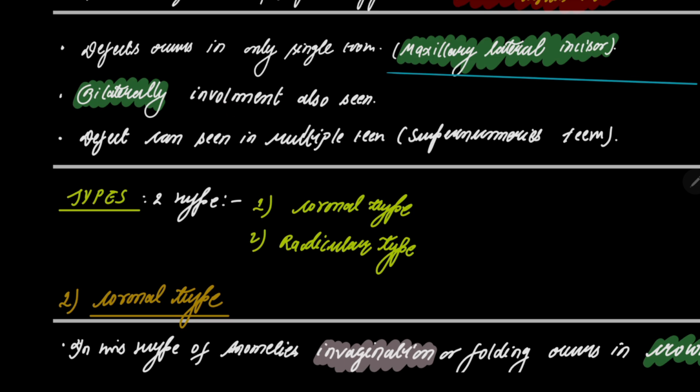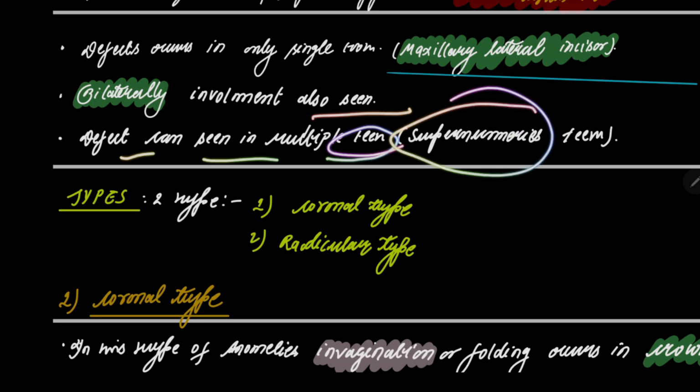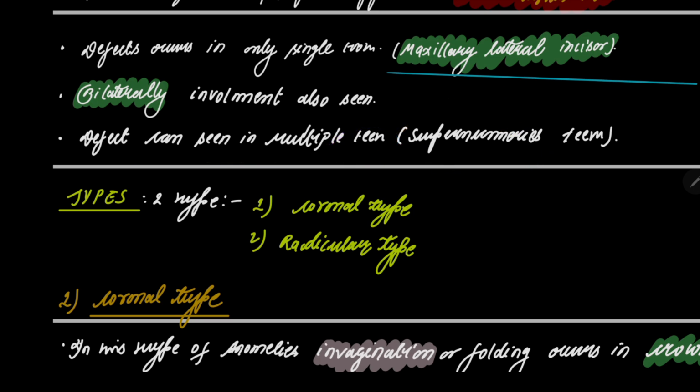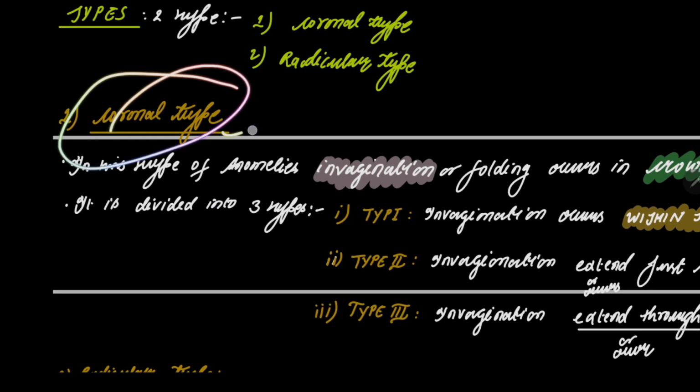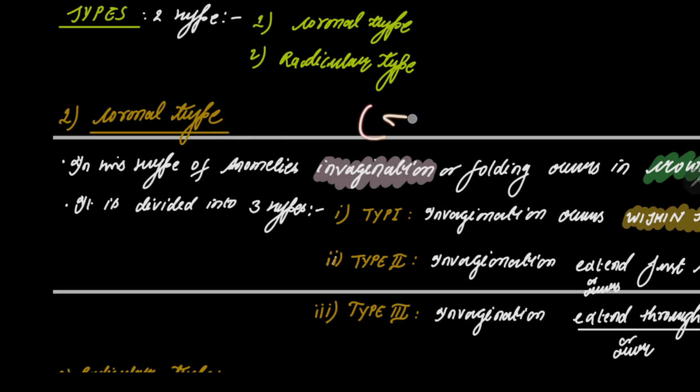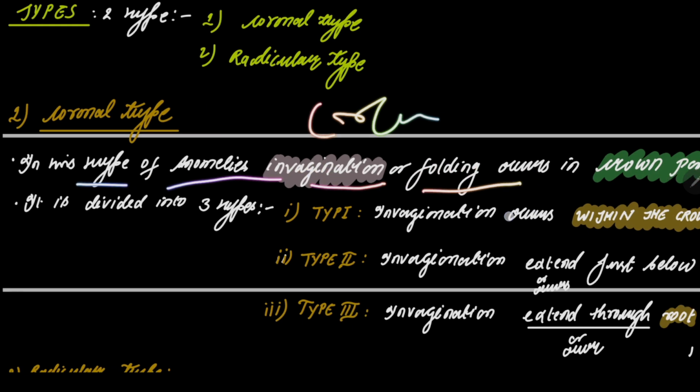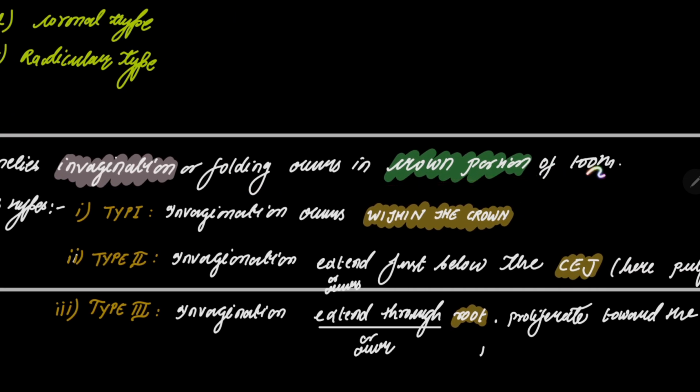Bilateral involvement is also seen. The defect can be in multiple teeth or in a supernumerary tooth. There are two types, coronal type and radicular type. In the coronal type, the defect or anomaly occurs in the crown portion. In this type, the invagination or folding occurs in the crown portion of the tooth.